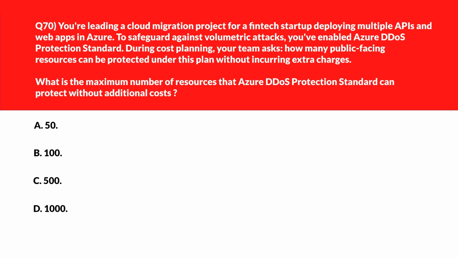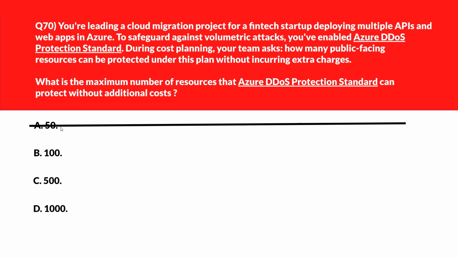Alright, now let's look at this question. This is all about DDoS protection standard. Option A says 50. 50 understates the included protection limit defined by Azure DDoS protection standard. Incorrect. We'll move to B. B says 100. 100 matches the documented threshold for protected public IP resources before over coverage charges apply. Looks good. We can keep it.